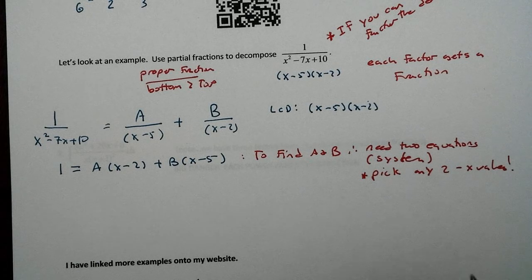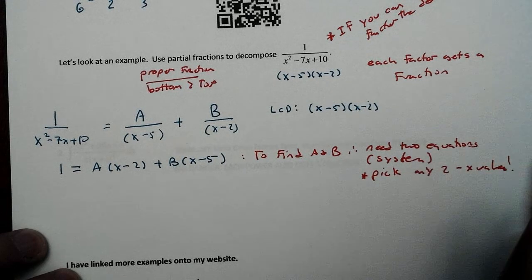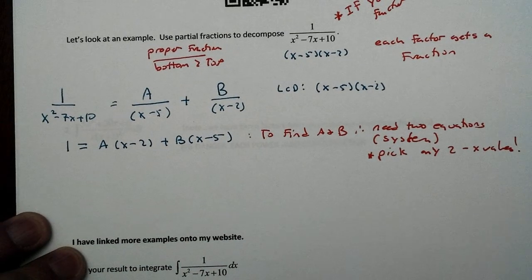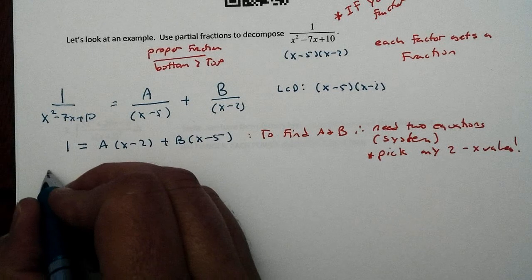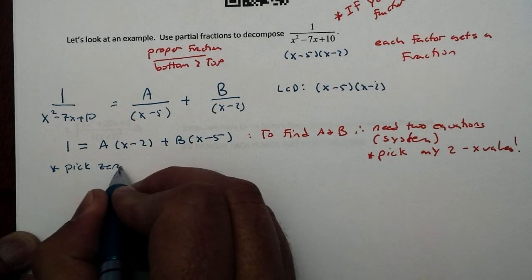But that again looks very complicated. So Heaviside's genius was, you know what, if I can just pick any two x values, why not just look at the zeros? So that's what we're going to do. We pick the zeros.